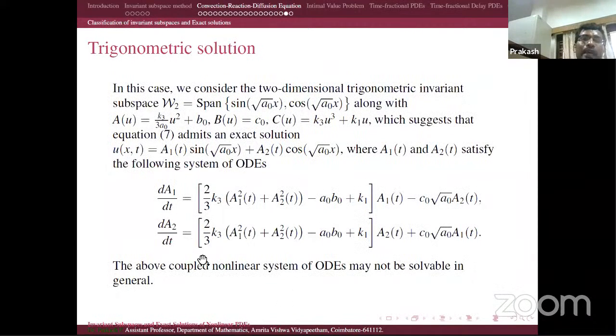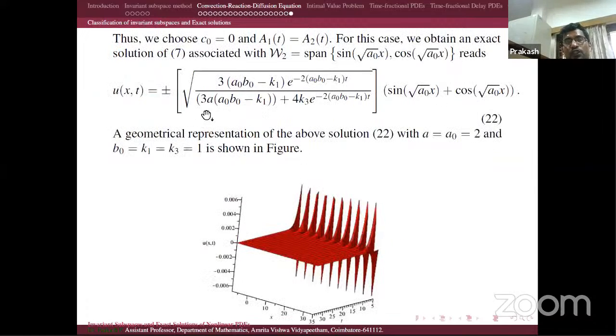Similarly, we can derive the trigonometric solution. We already checked that this satisfies the invariant condition. Then we can write the exact solution in this form, where A1 of t and A2 of t satisfy a system of nonlinear ODEs, but the system may not be solvable in general. Therefore, I take C naught equal to 0 and A1 of t equal to A2 of t. Then we obtain the exact solution for the convection, reaction, diffusion equation along with some parametric restrictions. So we get this exact solution.